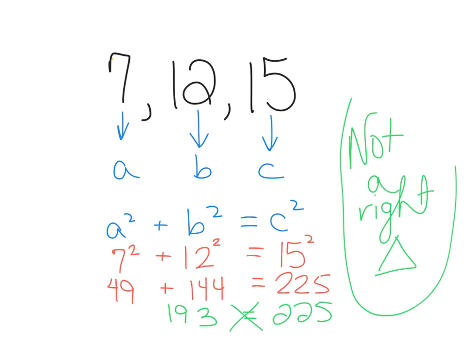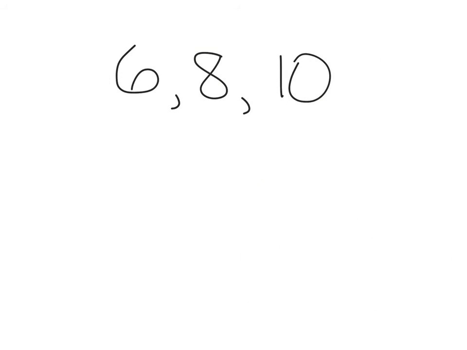So again, if it's a right triangle, it will follow the Pythagorean theorem. Let's look at the next. We have 6, 8, and 10. So again, we have some sort of figure, and we want to determine, again, if it is a right triangle. How do we do that? We take 6 as it represents a, 8 as it represents b, and 10 as it represents c.